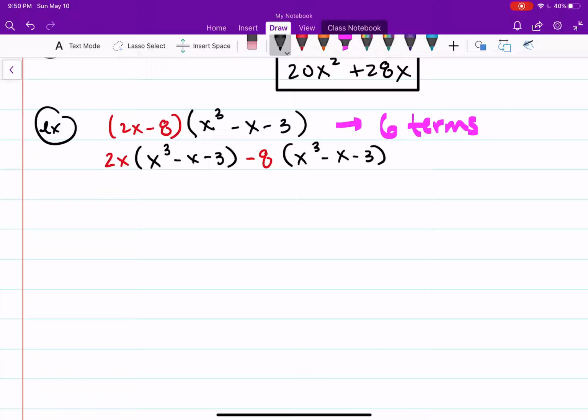Then I'm going to have 2x to the 4th minus 2x squared minus 6x minus 8x cubed plus 8x plus 24. Okay. Actually, you know what? Let's go even better with this. Let me do this.